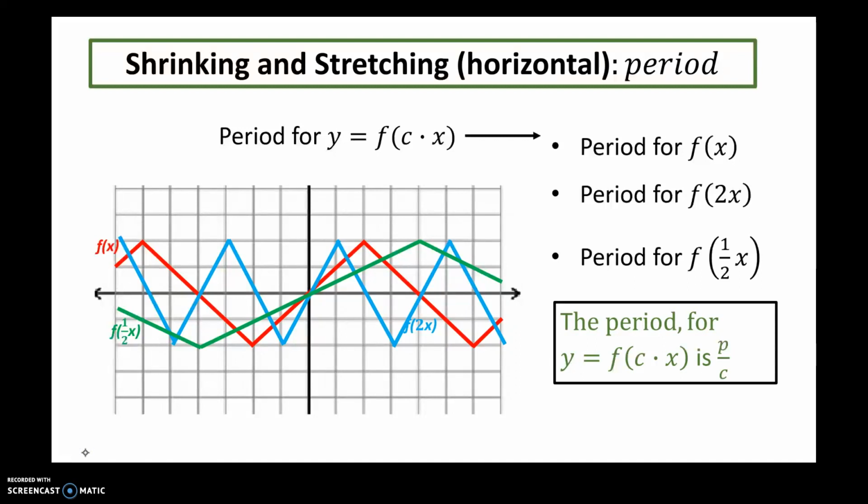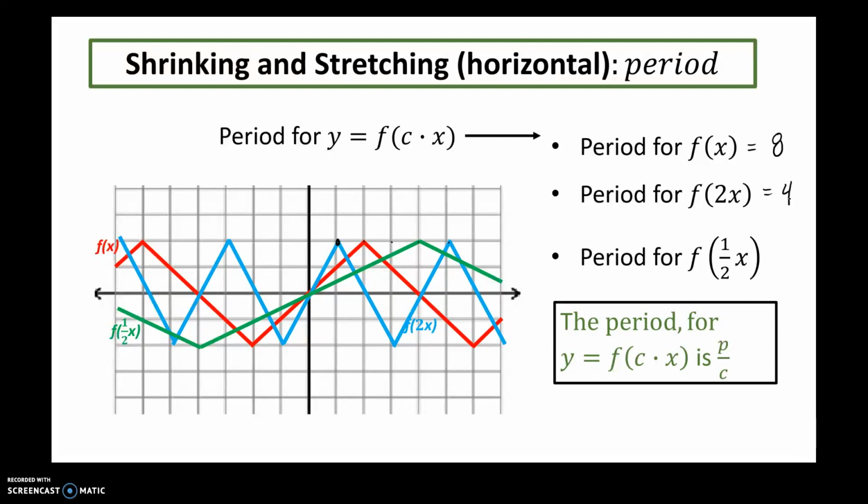Okay. So now the period, how long it takes for the graph to repeat, is obviously going to be affected if I'm stretching or shrinking horizontally. So in red, same period. Period is 8. That's the graph we've been using. Now my period for 2 times x, that's my graph in blue. So I'll start here. 1, 2, 3. That period is 4. Notice the period got smaller when I performed a horizontal shrink.